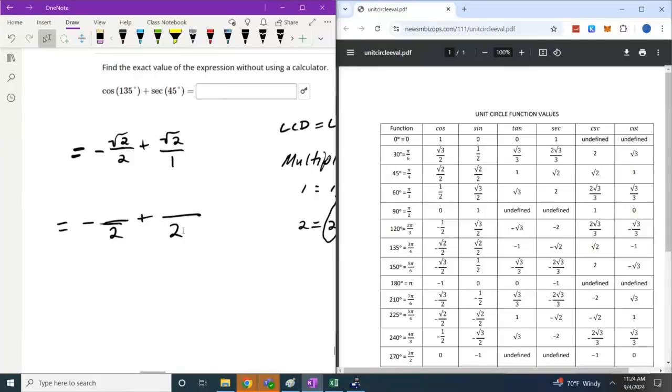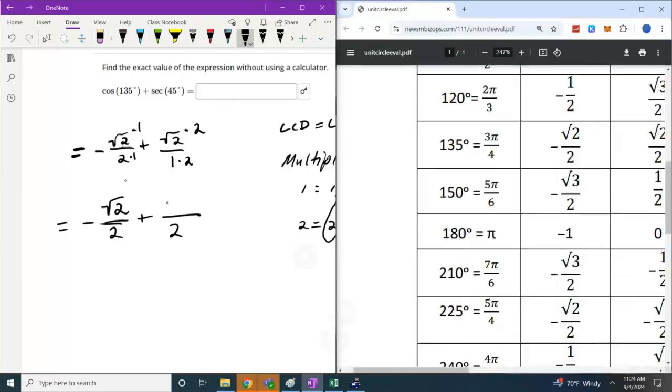Now I have to make equivalent fractions. On this first fraction, negative square root of 2 over 2, the denominator was multiplied by 1, so we multiply the top by 1. Square root of 2 times 1 is still square root of 2. For that second fraction, I had to multiply 1 times 2 to get the denominator 2, so I have to multiply my numerator by 2. 2 times the square root of 2 is 2 square root of 2.